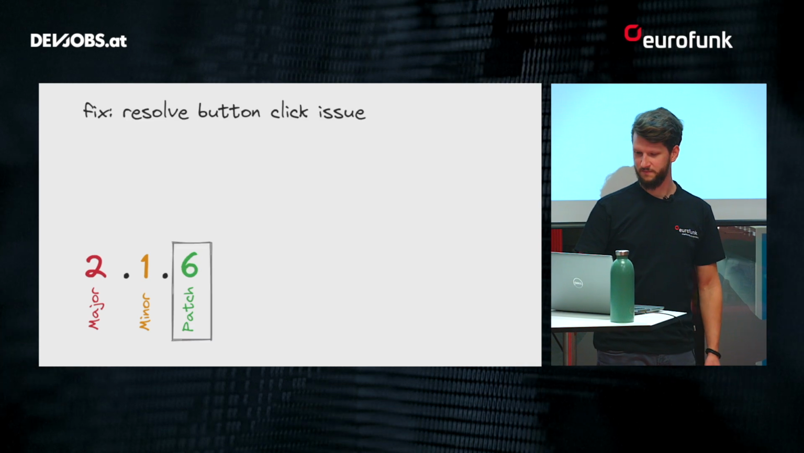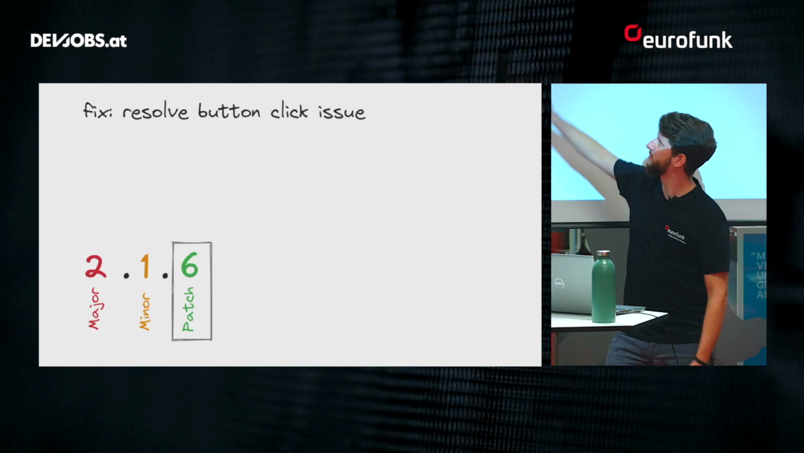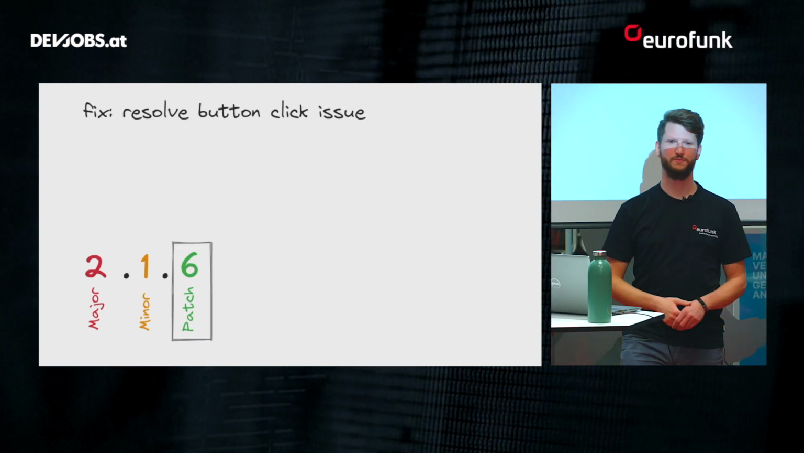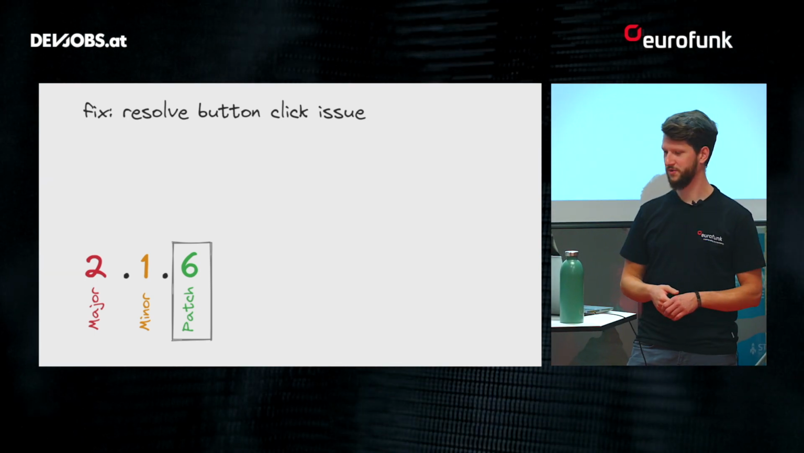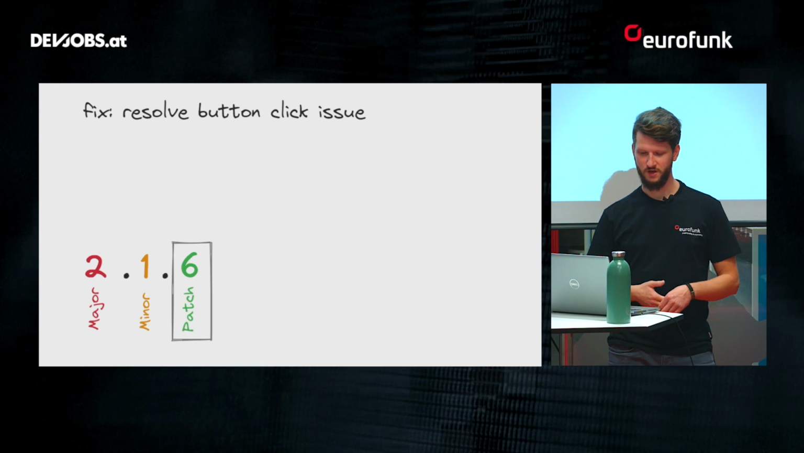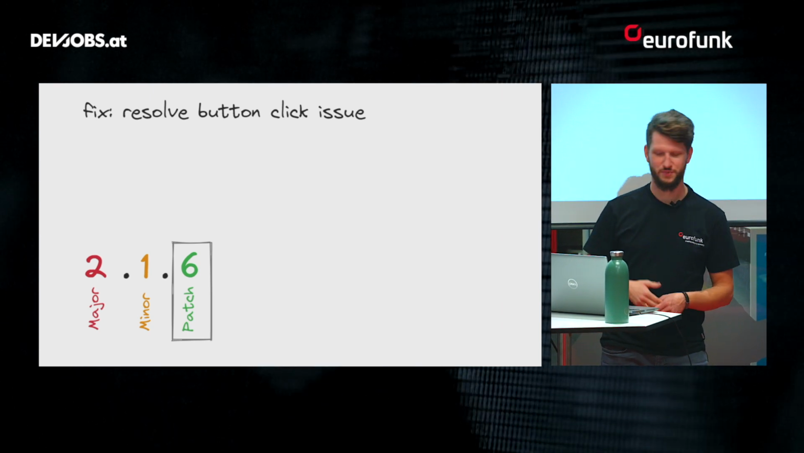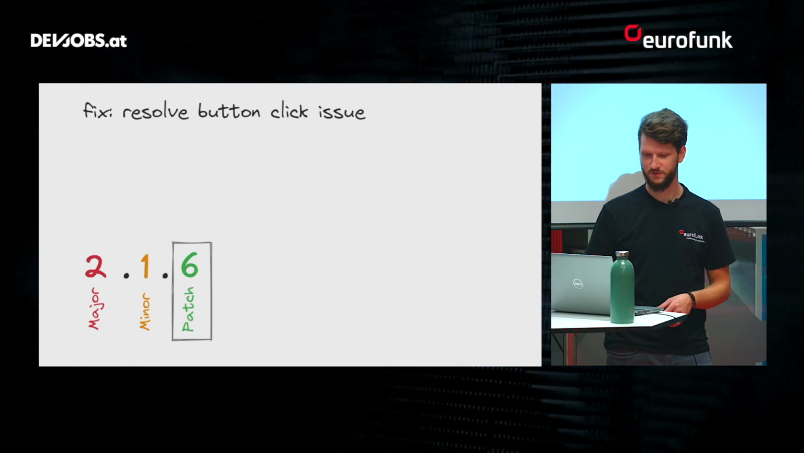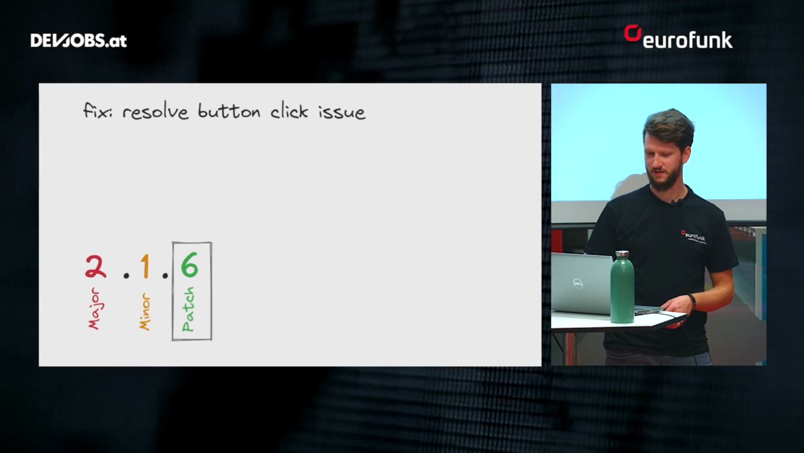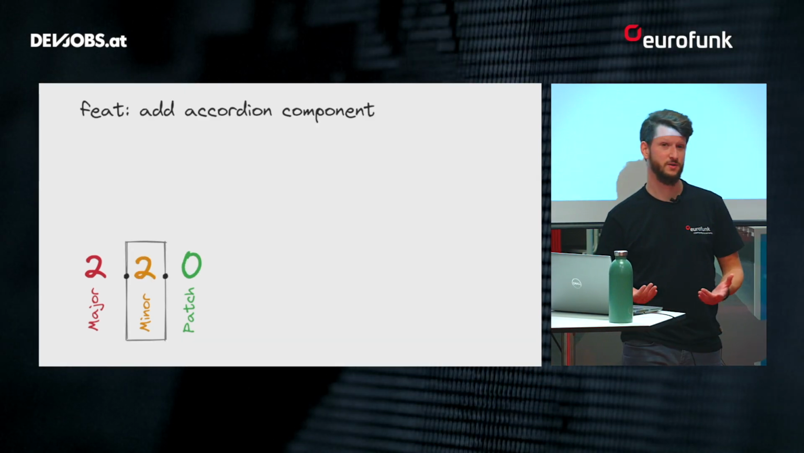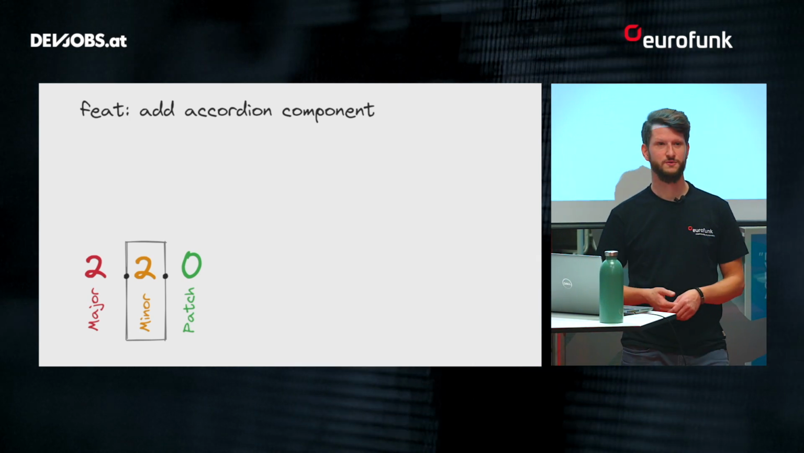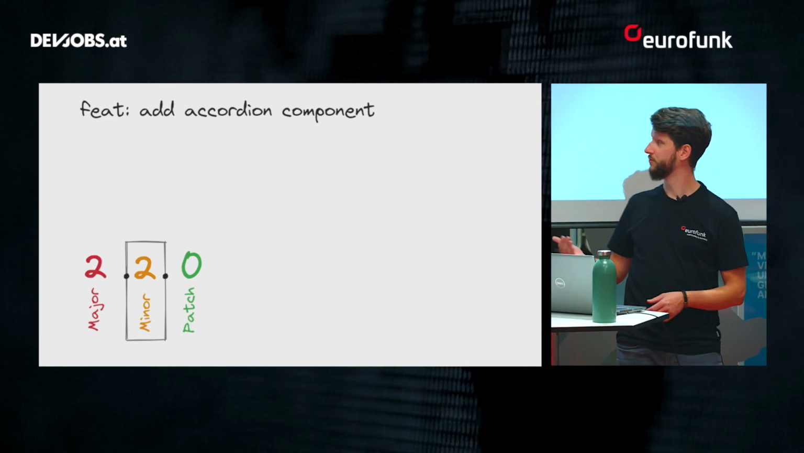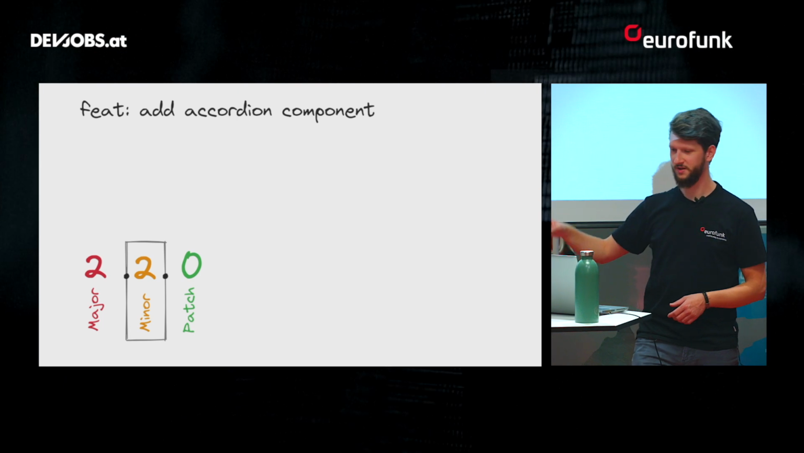So let's see. We have here a commit message, fix, resolve button click issue. That's a bug fix. So we update the version to 2.1.6. We bumped the patch from 5 to 6. Next thing is we add a feature. We add an accordion component. We update now the version from 2.1.6 to 2.2.0.